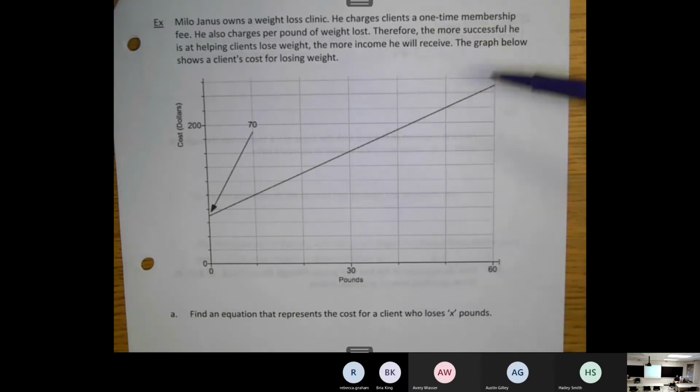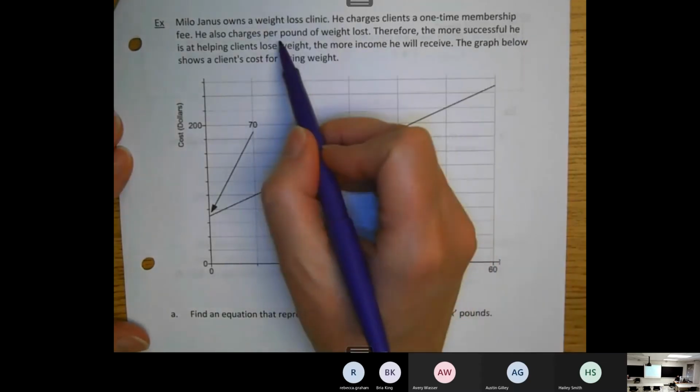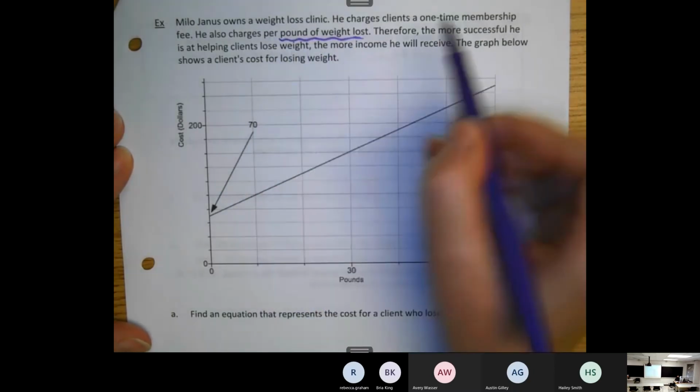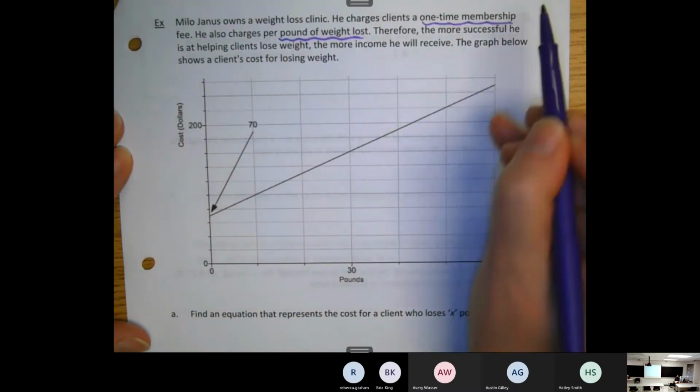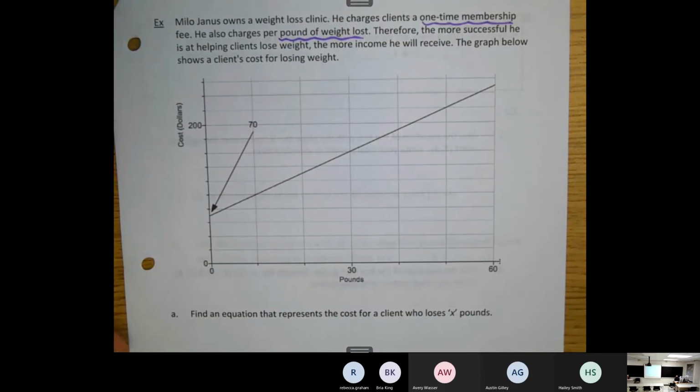So check out the story up above. It says, Milo Janis owns a weight loss clinic. He charges clients a one-time membership fee. He also charges per pound of weight lost. So we've got this one-time fee and an extra charge based on how much weight you lose. Therefore, the more successful he is at helping his clients, the more income he receives. The graph below shows a client's cost for losing weight.